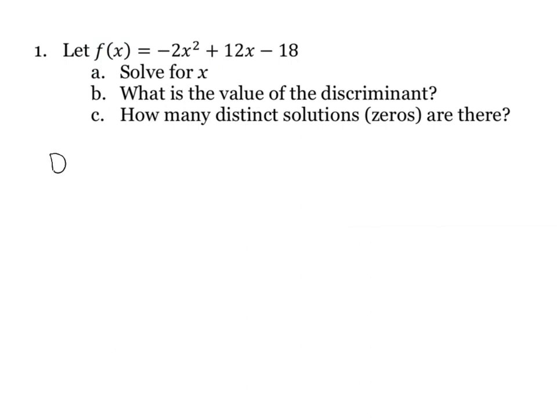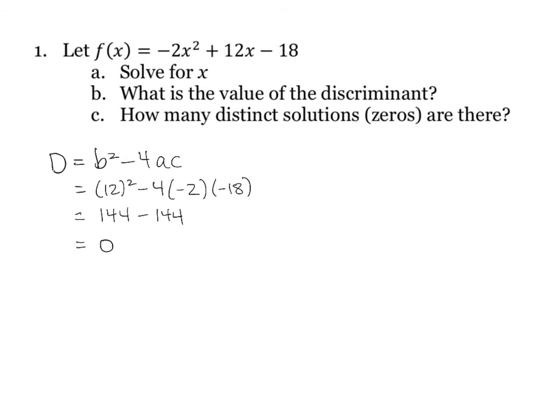Okay, let's look at an example that might be something you see on an assessment, or a test, or an assignment. Given this equation, we want to solve for x, find the value of the discriminant, and determine how many distinct solutions there are. As you can see, the discriminant is what we're going to do first. The discriminant is b squared minus 4ac. Substituting in our values, we get discriminant equals 144 minus 144, which is 0. So this tells us that there is one distinct solution, so we have one real root for this equation.